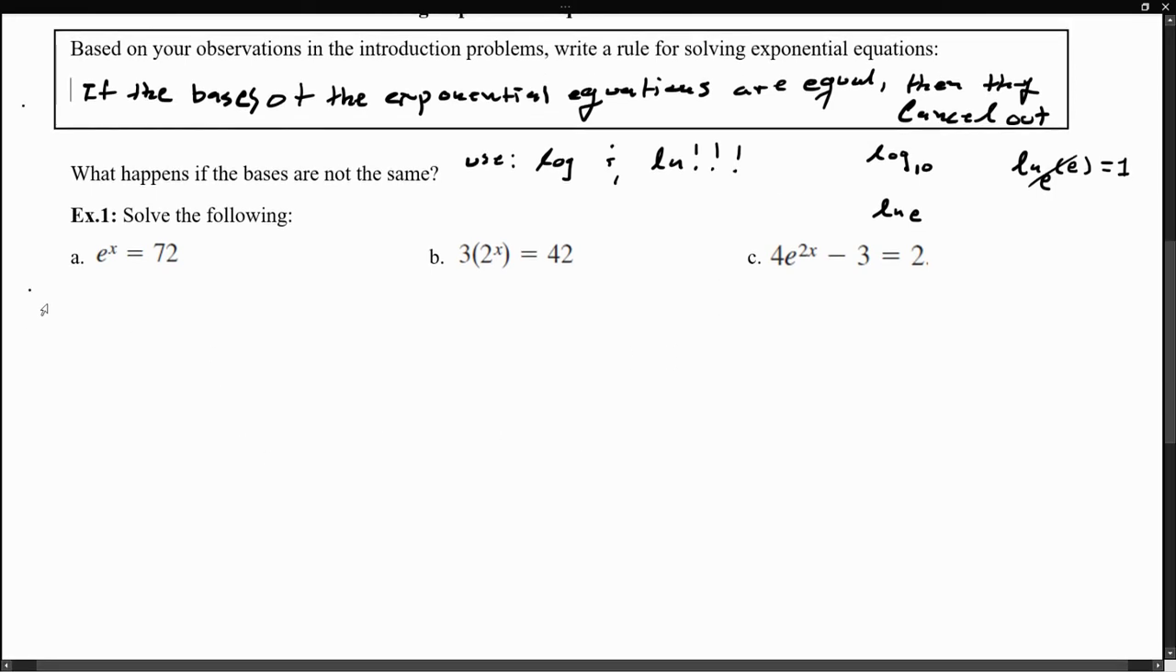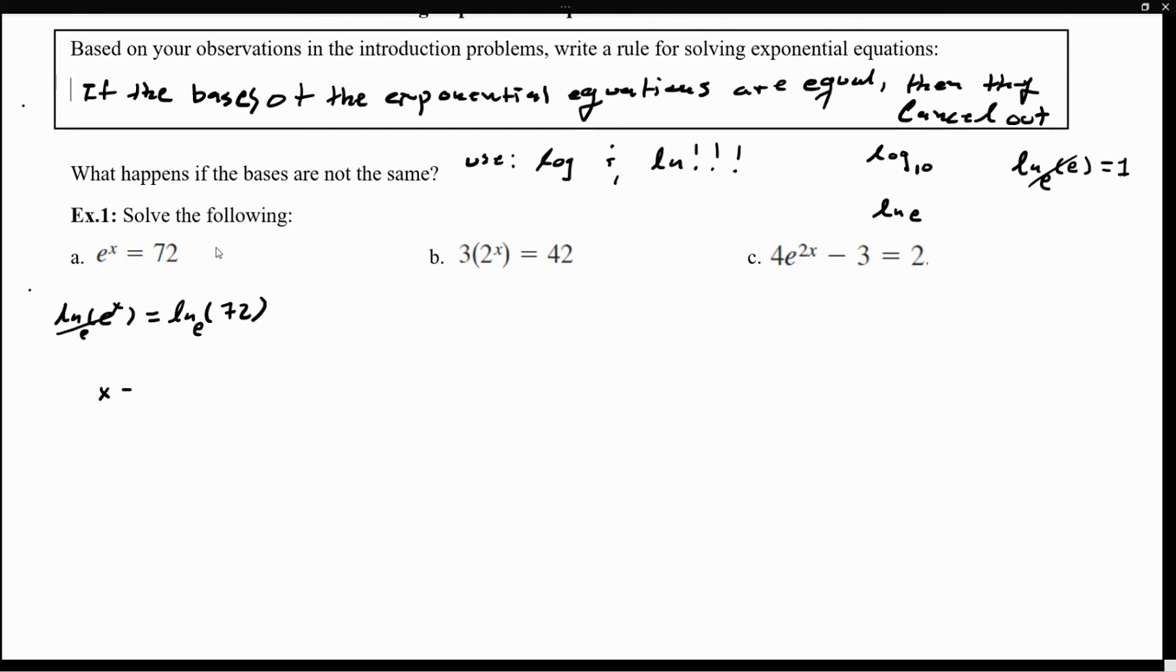So if we take a look at example A, what if I take the ln on both sides? So what if I write down ln of e to the x equals ln of 72? Well, remember that ln has a base of e. And by doing this, the ln will cancel out with the e. And now we're just going to have the variable that we're looking for. So now x is equivalent to ln of 72.